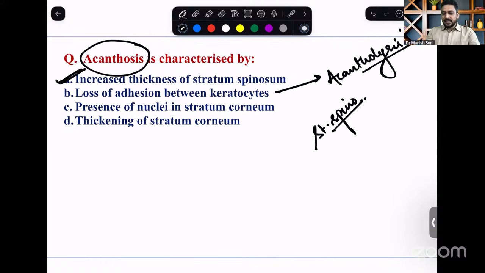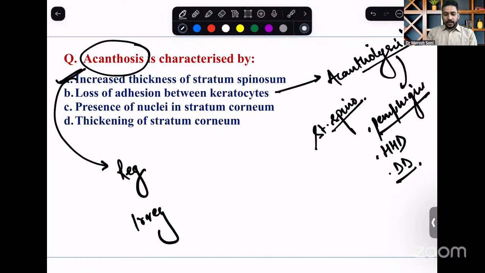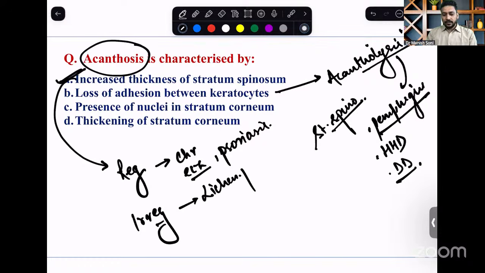Acantholysis, lysis as the name is suggestive, is separation. Acantholysis occurs in pemphigus. It is also seen in other conditions like Hailey-Hailey disease, Darier's disease. While acanthosis, that is thickening, can be regular or irregular. Regular thickening of stratum spinosum is seen in chronic eczema, psoriasis, while irregular thickening is seen in lichen planus.